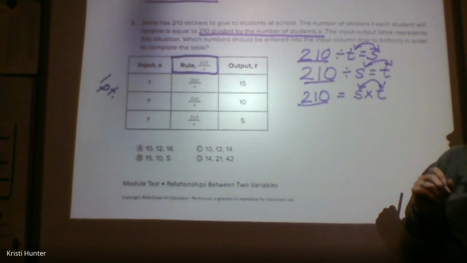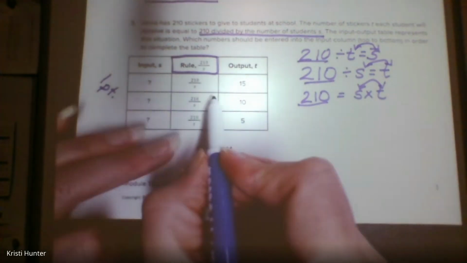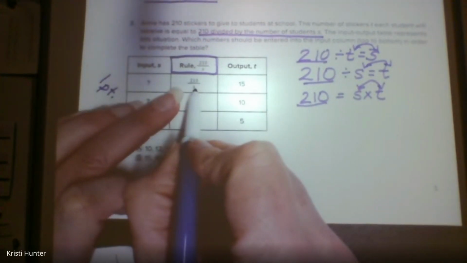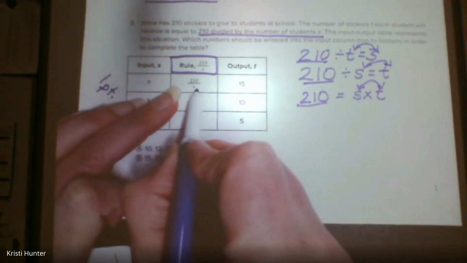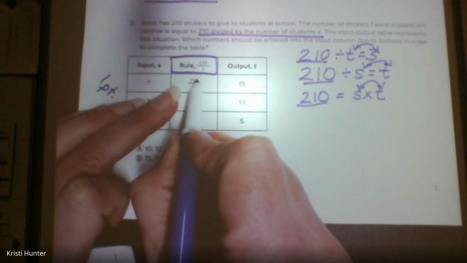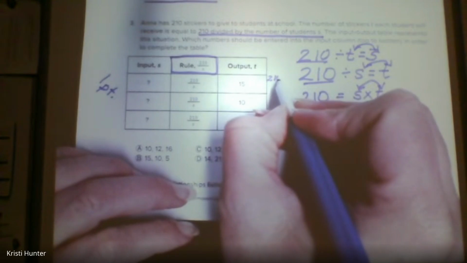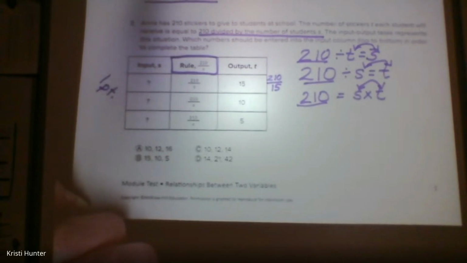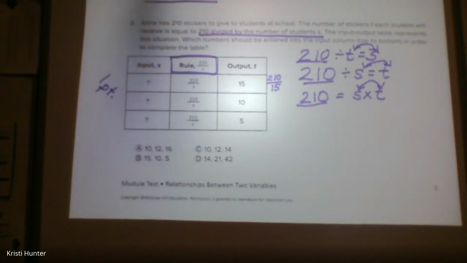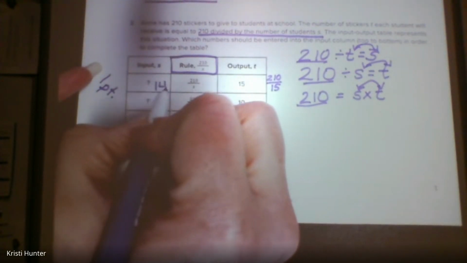Okay? So what I'm going to do is flip these around, and instead of dividing by S, because I don't know what S is, I'm going to try and figure out 15 times what gets me to 210. And a good way to figure this out is take 210 and divide it by 15. And when you plug that into your calculator, you should get a 14 back out.